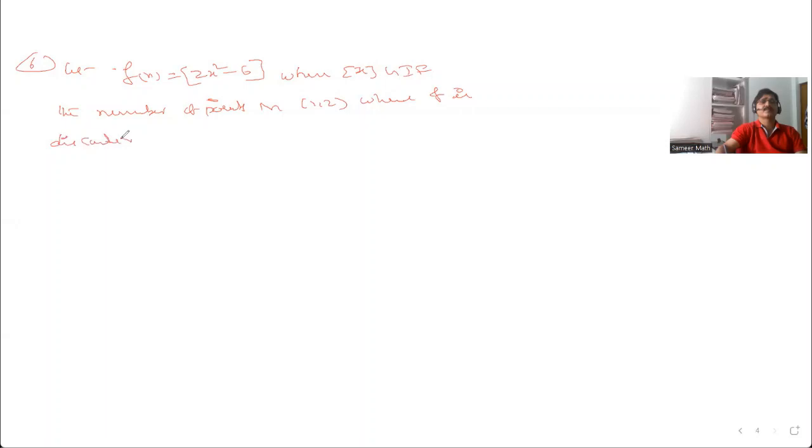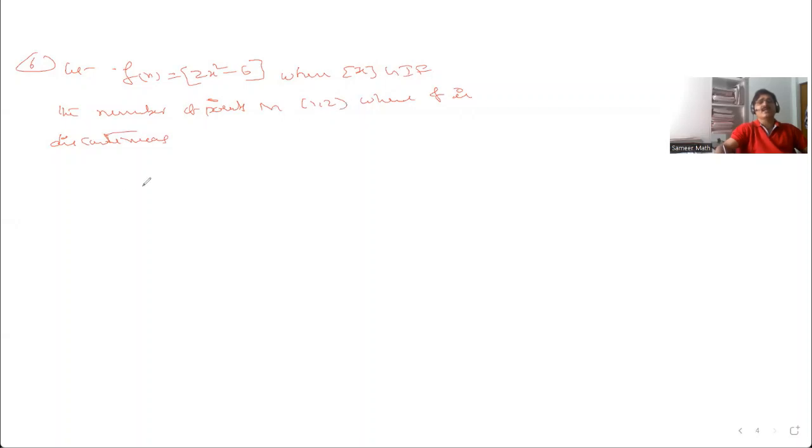Right. This is one more question. Another one. I would like to take one more example here so that you people come to know. What is the question here? Let f of x is equal to 2x square minus 6, where [x] is the greatest integer function. They may ask this type of questions: the number of points in (1, 2) where f is discontinuous. He's asking like this.